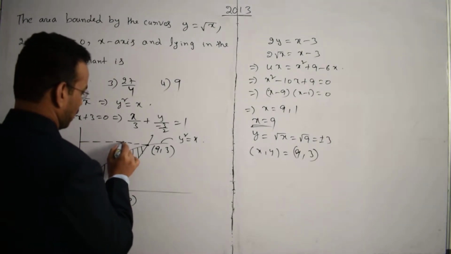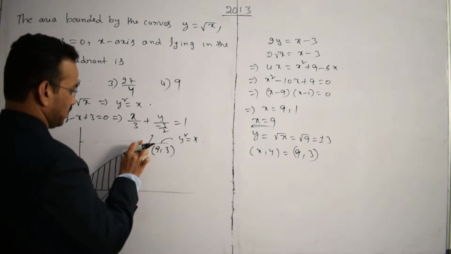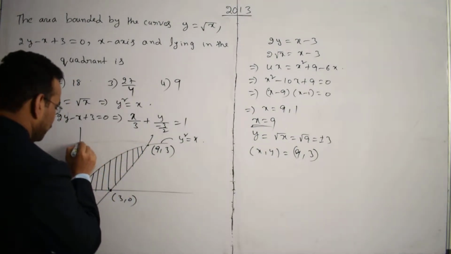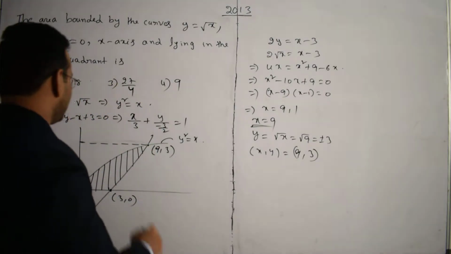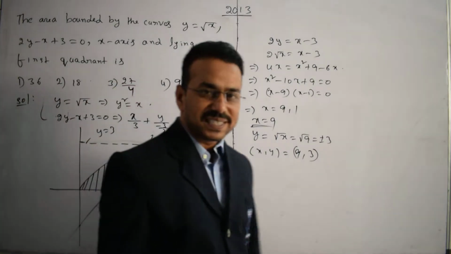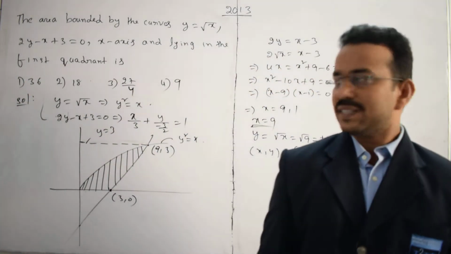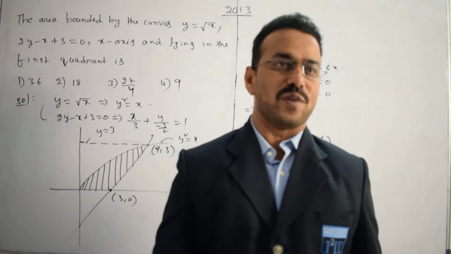See, this is the line. One second, let me draw it clearly. This is the line, so this is y equals 3. Now I want to take the limits along the y-axis. Limits along the y-axis means the integrand should be in terms of y.